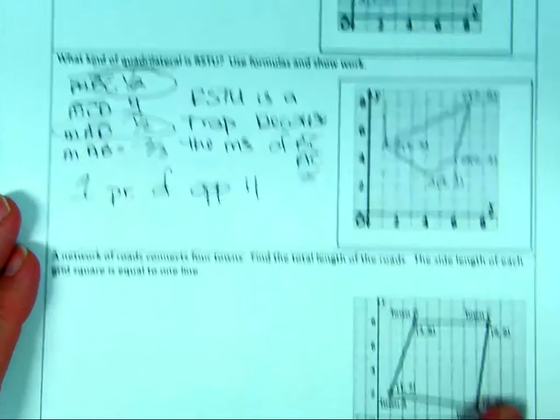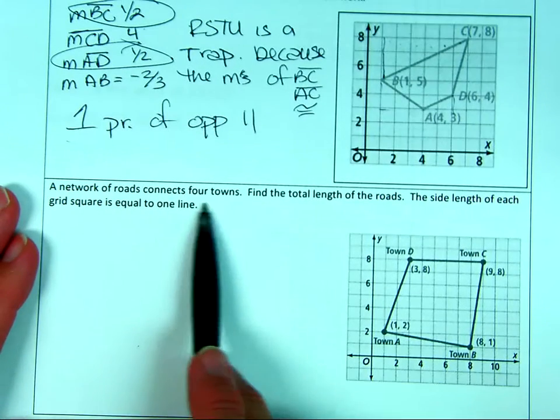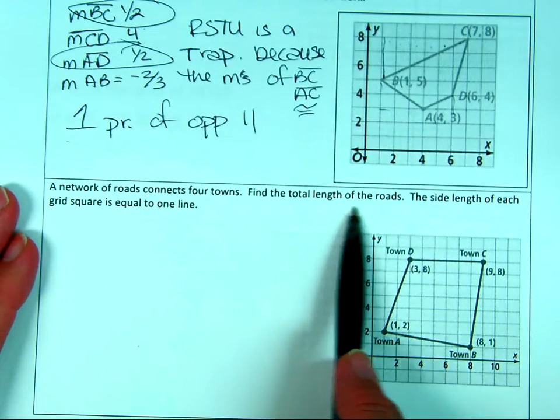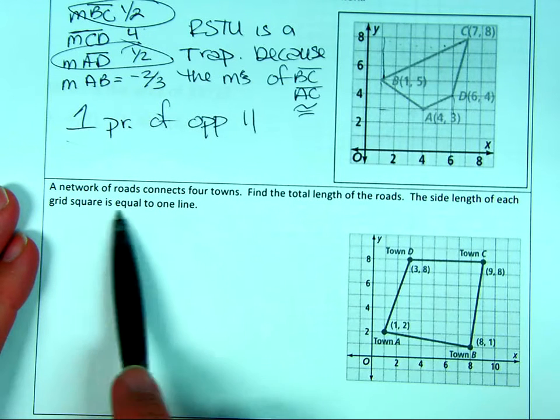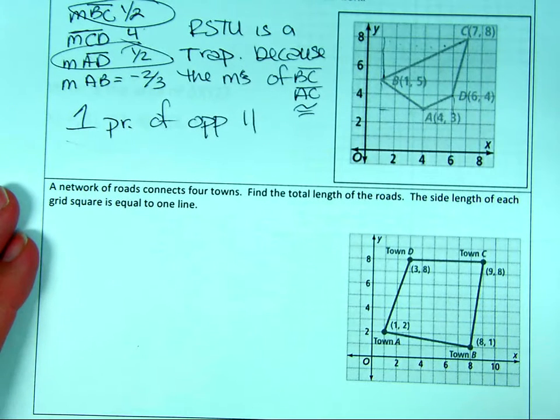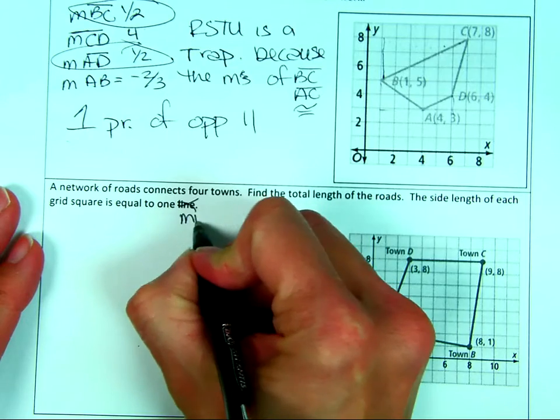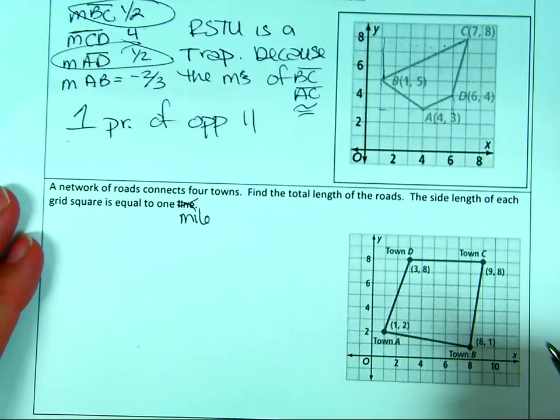Okay? A network of roads connects 4 towns. Find the total length of all the roads. The side length of each grid square is equal to 1 line? I think that might mean 1 mile. That might be a misprint. Okay, because it says find the total length. I don't know. Let's go.